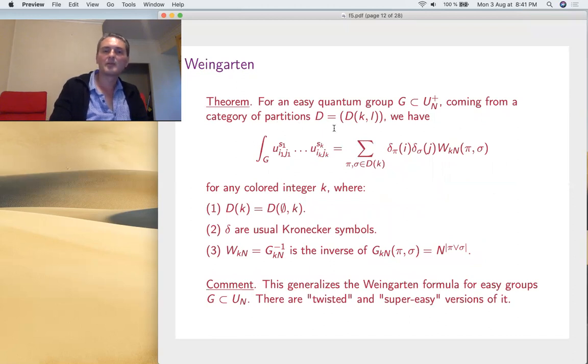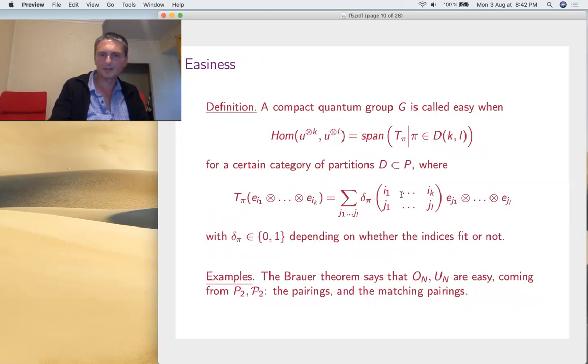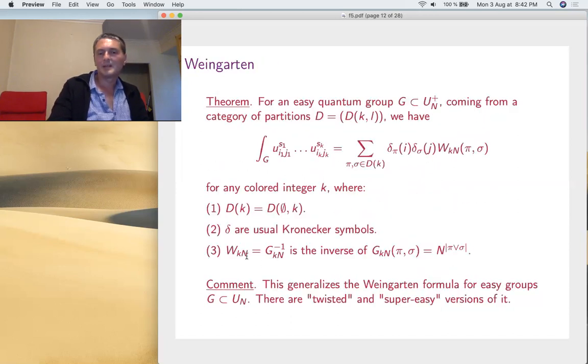For any group coming from a category, these arbitrary integrals are this kind of Weingarten sums, where the basis is now the partitions with the empty set. I mean, you don't have upper legs, just lower legs. Delta are the usual Kronecker symbols we're talking about in the previous slides. And the Weingarten matrix is the inverse of the Gram, and the Gram, if you compute it, that's it. It's very simple. You superpose pi and sigma, take the join, count the number of blocks, and it's n to the power of that.